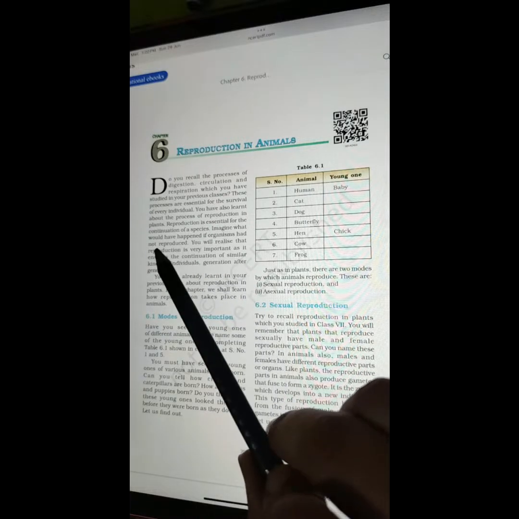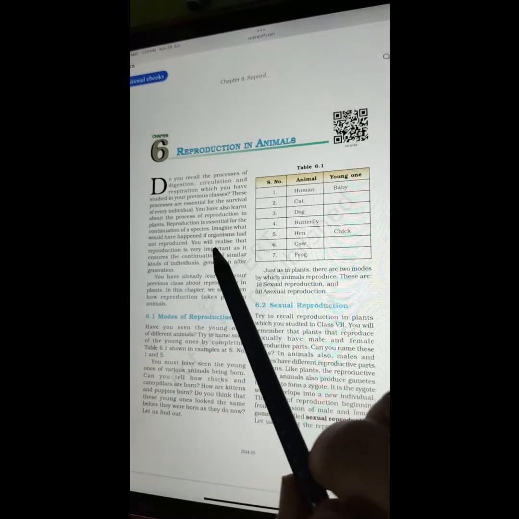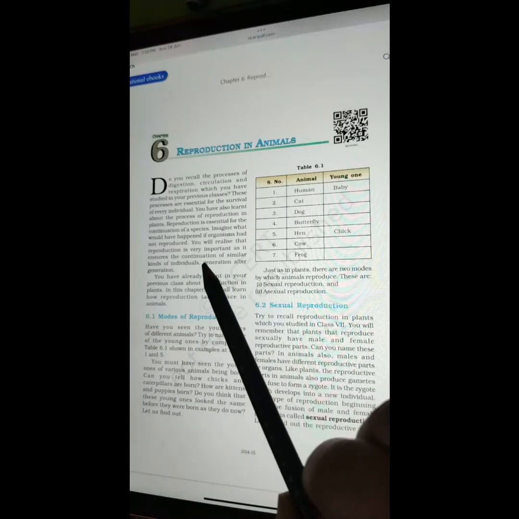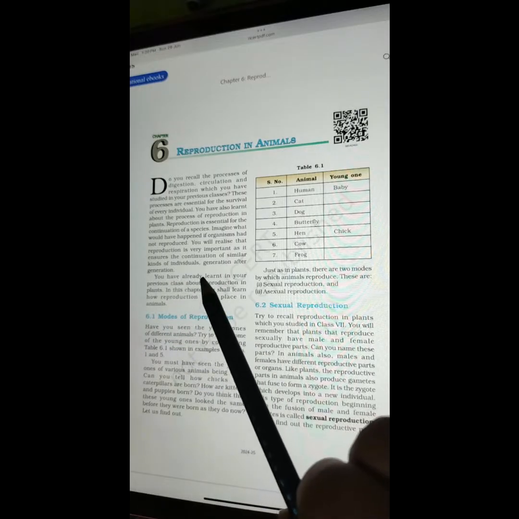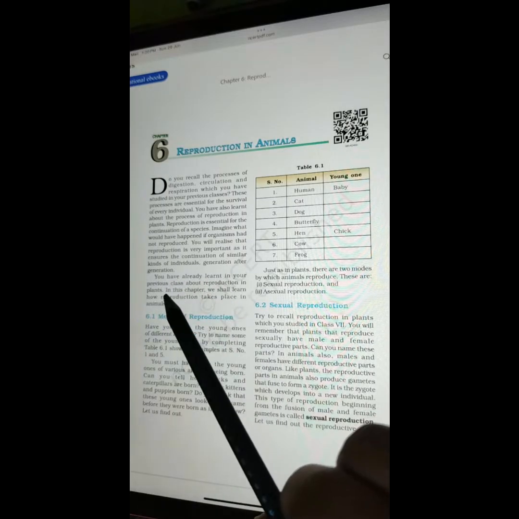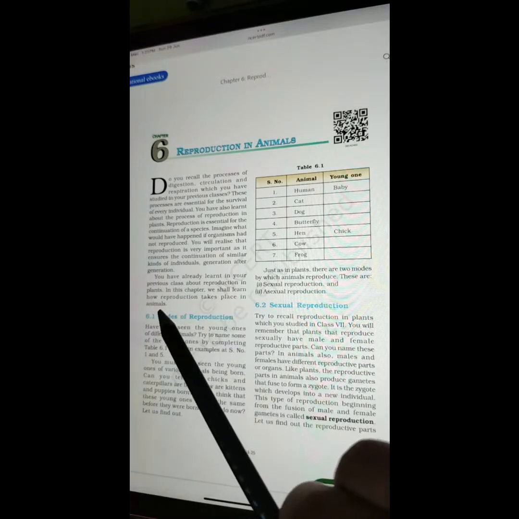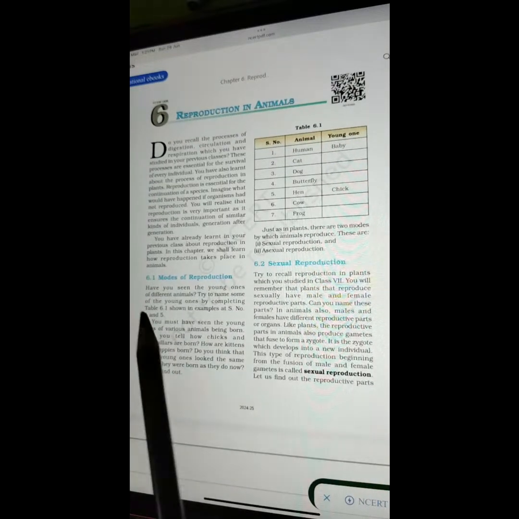Reproduction is essential for the continuation of a species. Imagine what would have happened if organisms had not reproduced. You will realize that reproduction is very important as it ensures the continuation of similar kind of individuals generation after generation. You have already learned in your previous class about reproduction in plants. In this chapter, we shall learn how reproduction takes place in animals. I hope the part is clear to everybody.